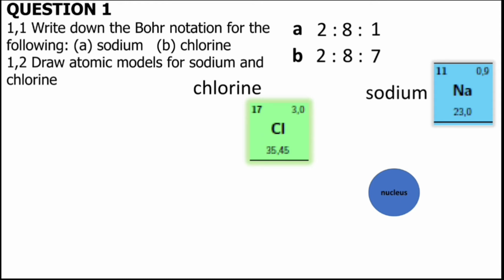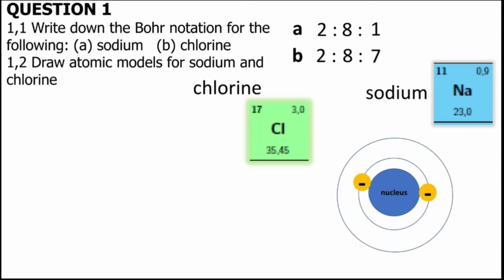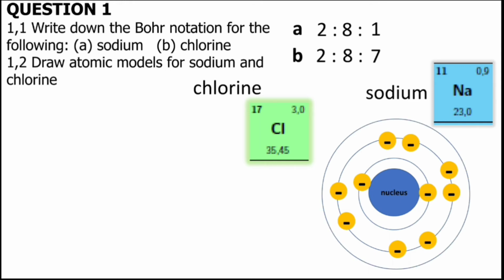Let's go for sodium. So there's my nucleus. 1, 2 electrons in the first orbital. Second orbital, 1, 2, 3, 4, 5, 6, 7, 8. 8 electrons in the next orbital, and in the last orbital, 1 electron. So my atomic model diagram for sodium is 2, 8, 1.